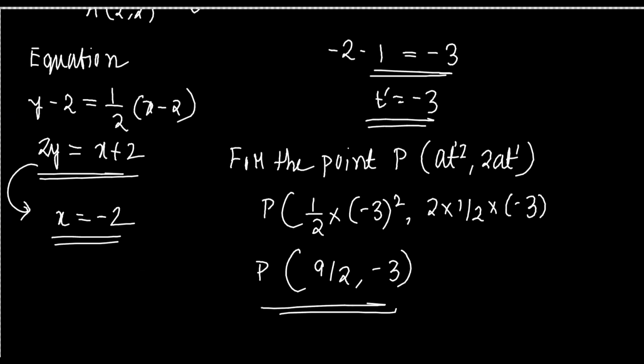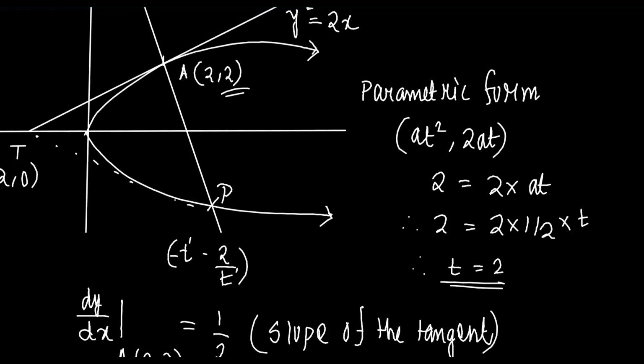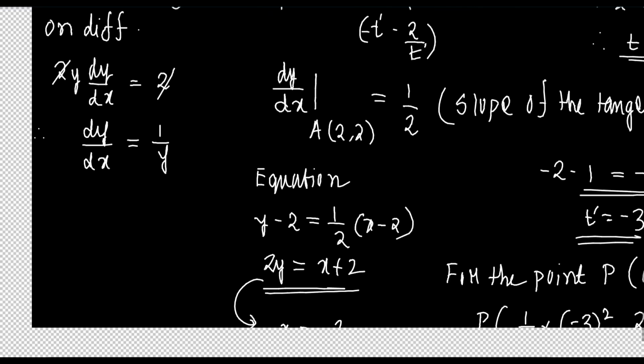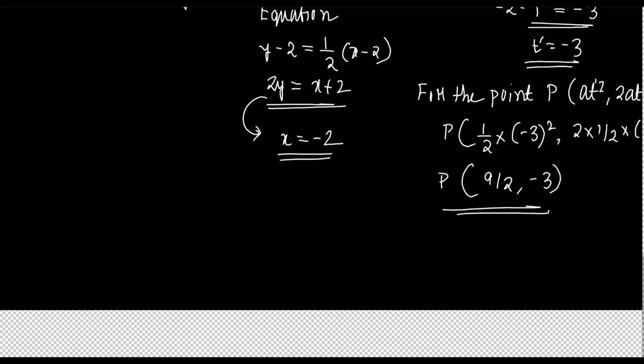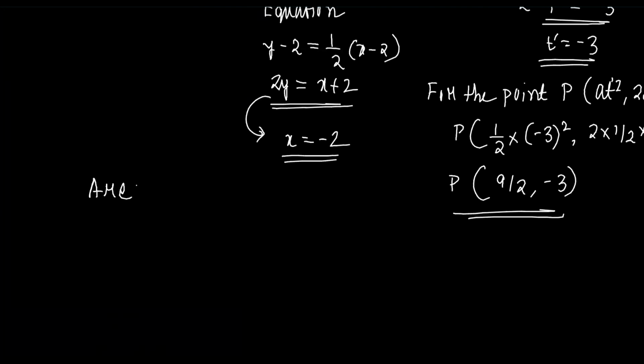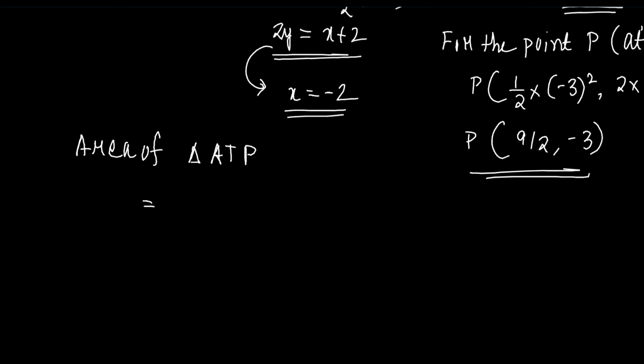So you have got the equation, that means we have got the coordinates of the 3 points, that is A, T and P. So P is 9 by 2 comma minus 3. If we know the points, we can easily find out the area by determinant form. So we know that the area of triangle ATP will be what? Mod of half of this determinant.